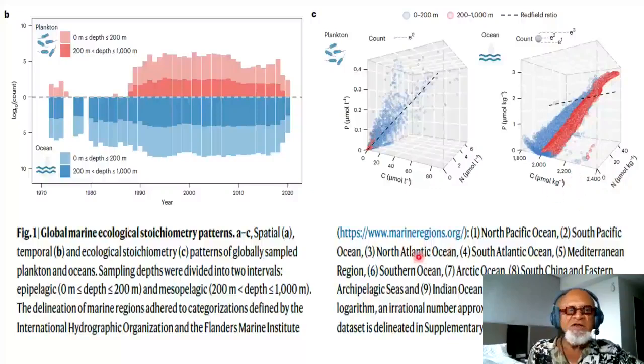Okay, these are from various parts of the global ocean: North Pacific Ocean, South Pacific Ocean, North Atlantic, South Atlantic, Mediterranean, Southern Ocean, Arctic Ocean, South China and Eastern Archipelago Seas, Indian Ocean, and so on. So there is a fair bit of global coverage, so that you get a good sense of the change over the whole world ocean. Okay.